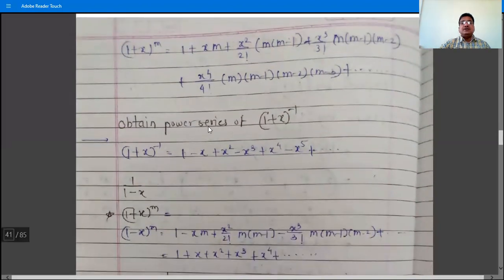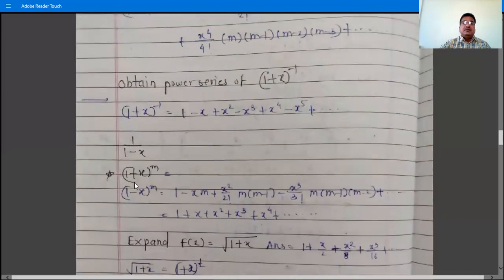Then obtain the power series expansion of (1 + x)^(-1). That is, just substitute m as -1. So we have this answer. If we substitute m as -1, we have 1 - x, then m - 1 becomes -2, divided by 2 factorial becomes 1, and therefore x². Then m(m-1)(m-2) becomes -6, and divided by 3 factorial, which is 6, becomes -x³. And similarly, we have the terms + x⁴ - x⁵ and so on.